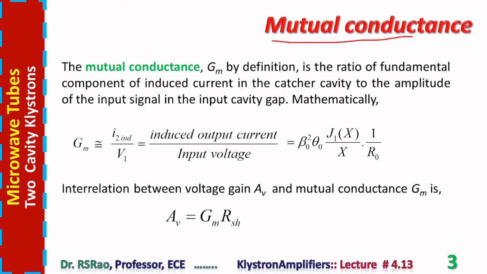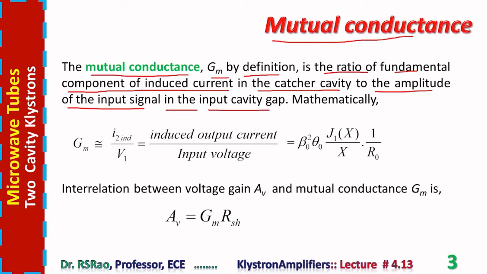Another parameter, mutual conductance. The mutual conductance GM by definition is the ratio of the fundamental component of induced current in the catcher cavity to the amplitude of the input signal in the input cavity gap. Mathematically, GM is I2 induced by V1, induced output current by input voltage. It turns out to be beta naught square theta naught J1(X) by X, times 1 by R naught. One can easily notice the relation between GM and voltage gain: AV is GM multiplied by RSH.